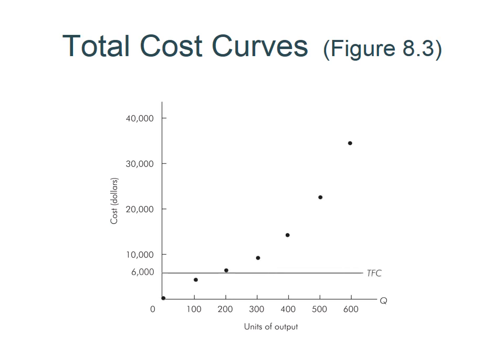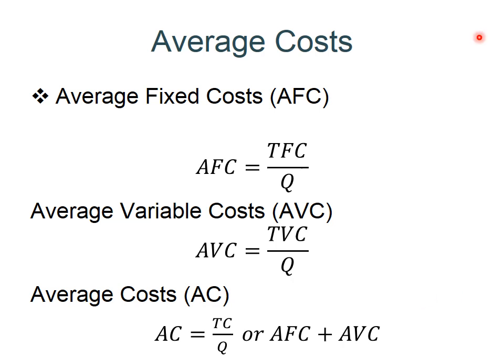Diagram. Total fixed cost is a straight line parallel to the x-axis since it remains fixed. Total variable cost starts from 0, rises slowly first, then rises rapidly. Total cost starts from 6,000, rises slowly first and then rapidly. Average costs: all the average costs, fixed cost, variable cost, total cost, you get by dividing by the total quantity. Average cost you also get by adding the average fixed cost and the average variable cost.